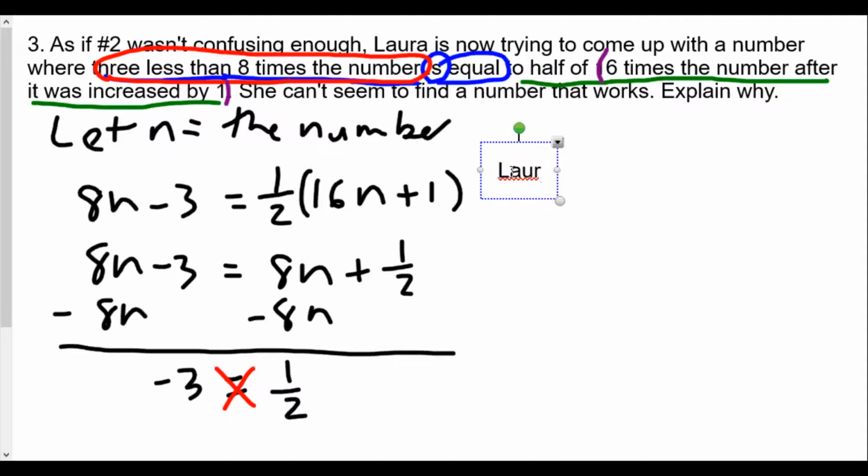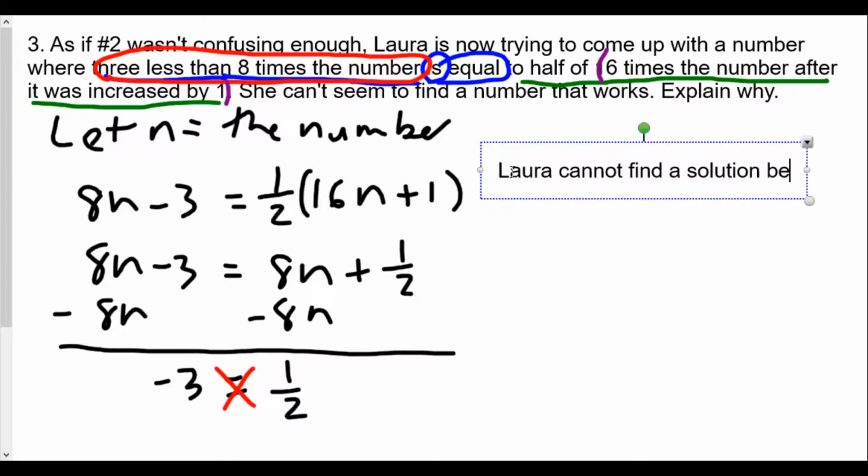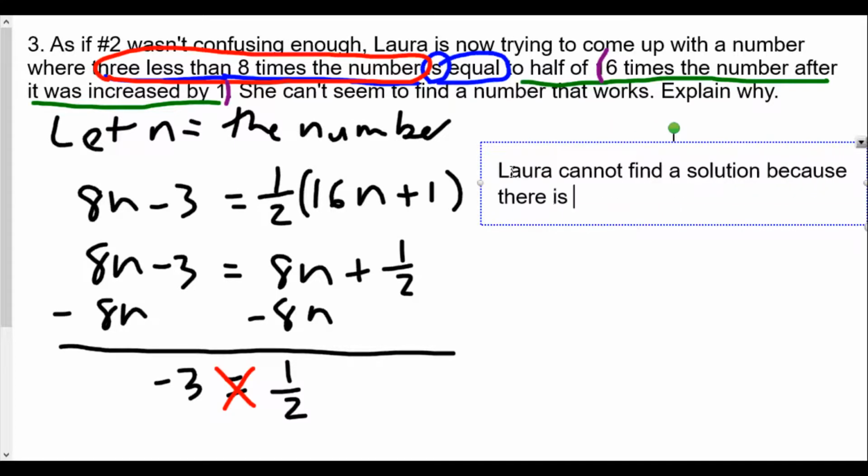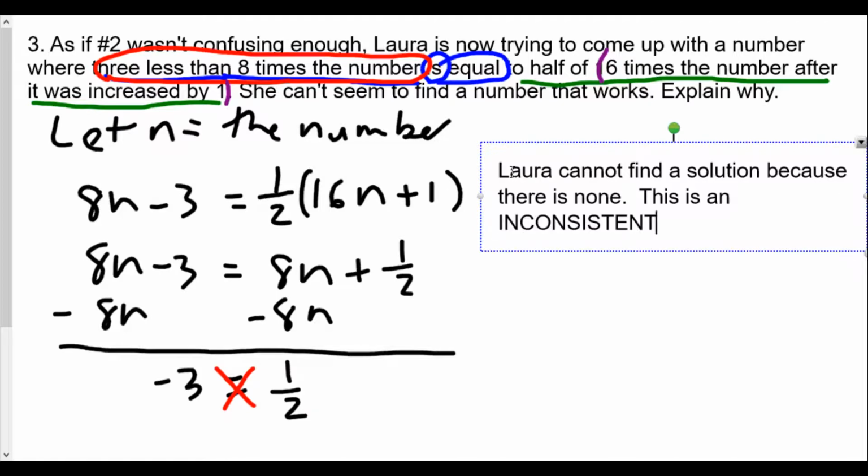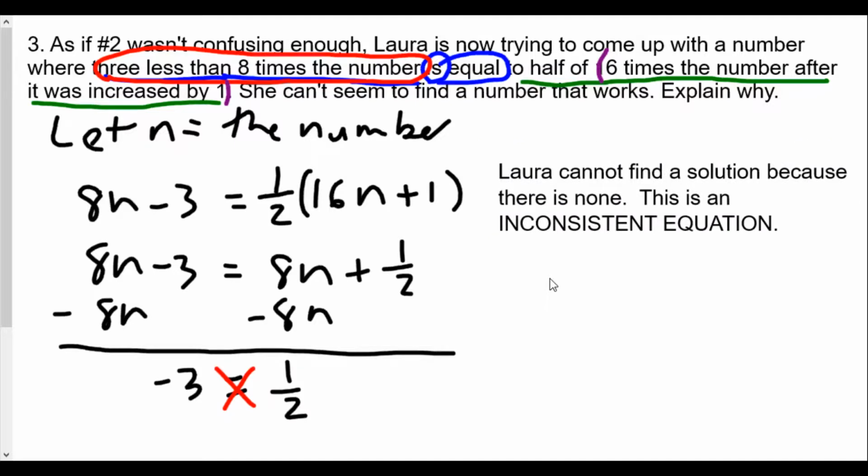Laura cannot find an answer, a solution, because there is none. This is an inconsistent equation. There's no solution that works out.